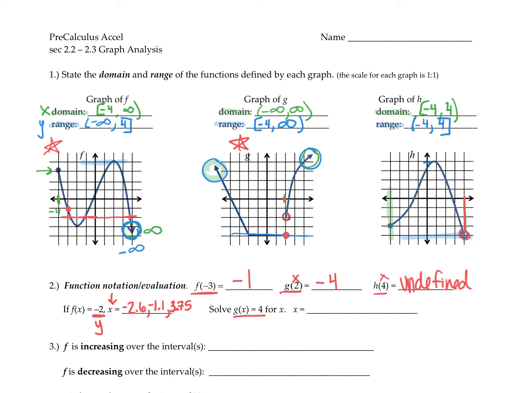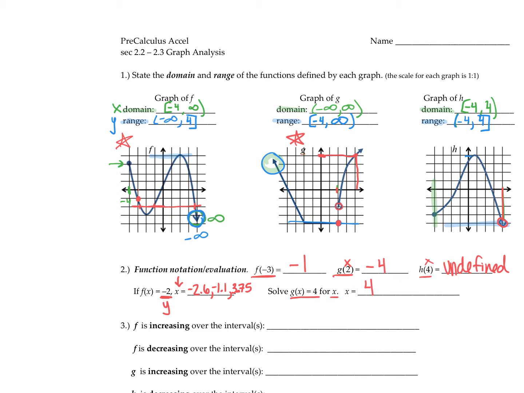For this one, it says when g of x equals 4, what is x? So I'm going to go to where g is 4. I'm going to go over. So 1, 2, 3, 4. X is also 4.